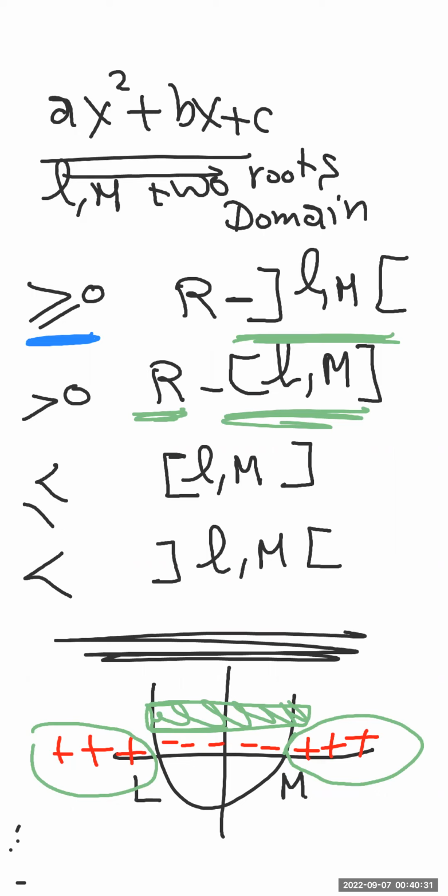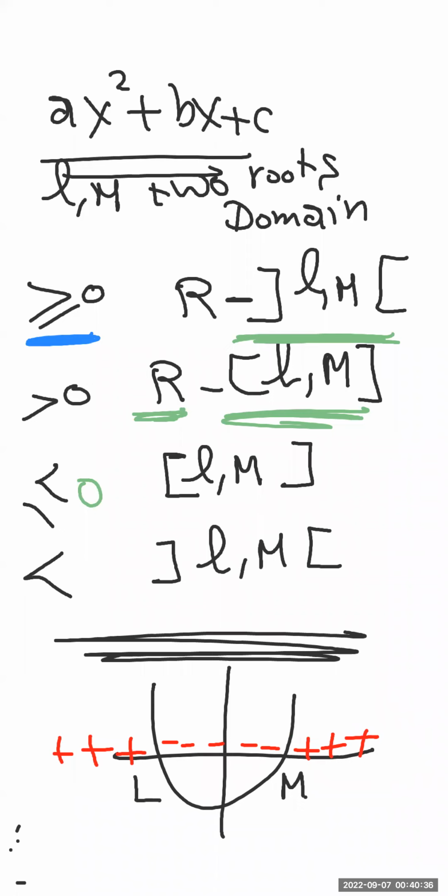If it's smaller than or equal to 0, I mean here the negative area. Negative means between the 2 roots. Smaller than or equal, so this is also included, so L and M closed. Not equal, only smaller than 0, so the area in between L and M, but open from the 2 sides. Okay? Is this one clear now, guys?